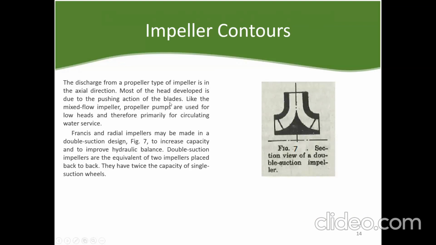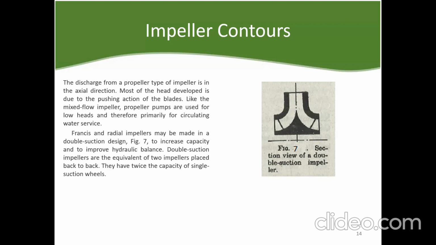Next, the impeller discharge from a propeller type of impeller is in the axial direction. So most of the head developed is due to the pushing action of the blade. Like the mixed flow impeller, propeller pumps are used for low heads and therefore primarily for circulating water service.